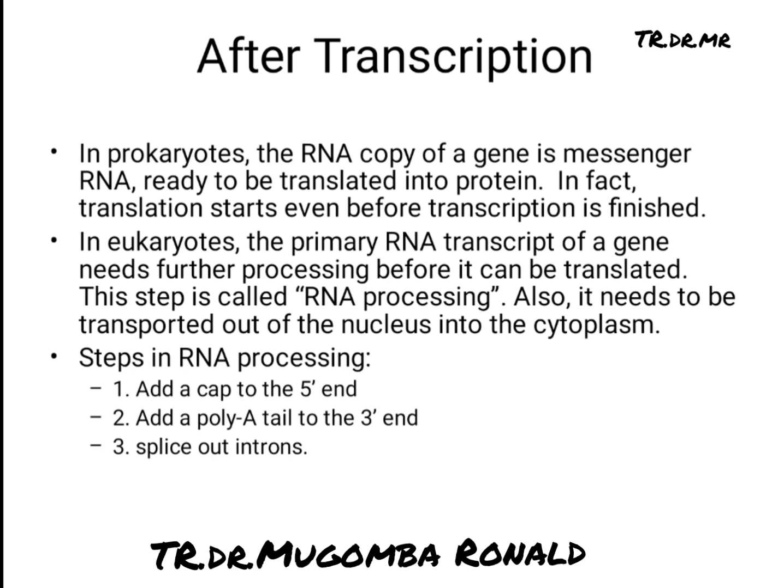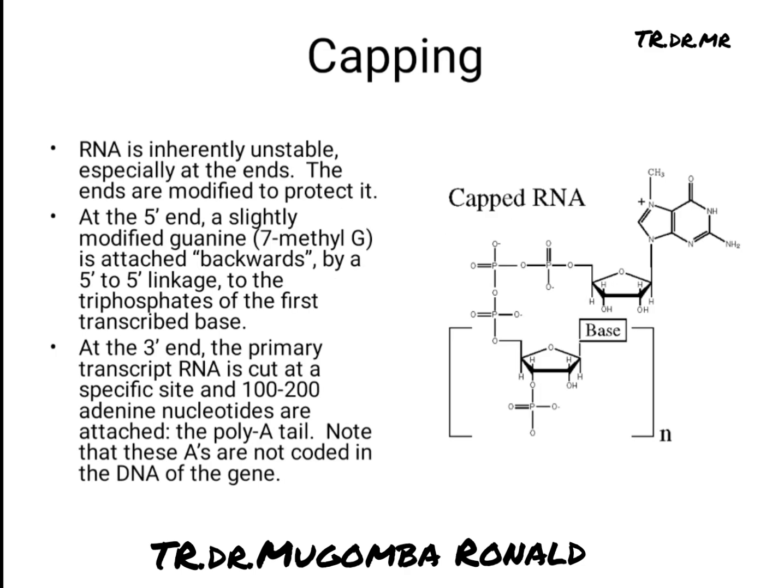We said we splice out the introns, and sometimes we also do alternate splicing, where in case we want to form different proteins from the same gene, we just change the arrangement of the exons. Like for instance, when we are forming different types of antibodies, IgA, IgM, IgG, IgE, we just change the arrangement of the exons. The capping, we talked about it already.